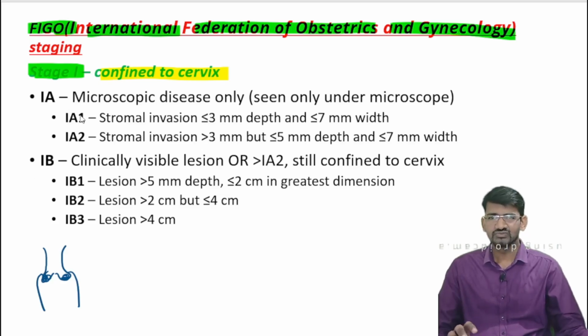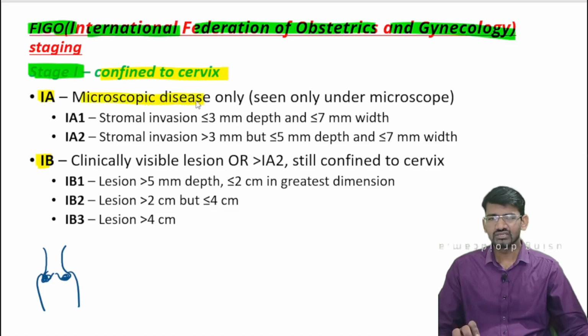Stage 1 is subdivided into 1A and 1B. This 1A is based on size again; it is microscopic.